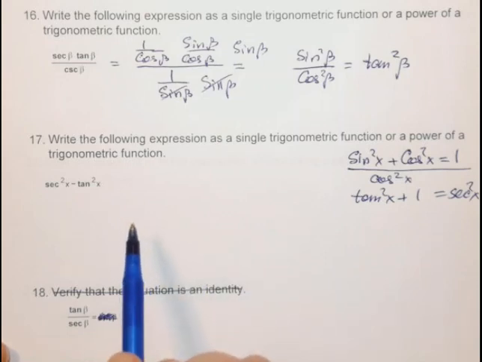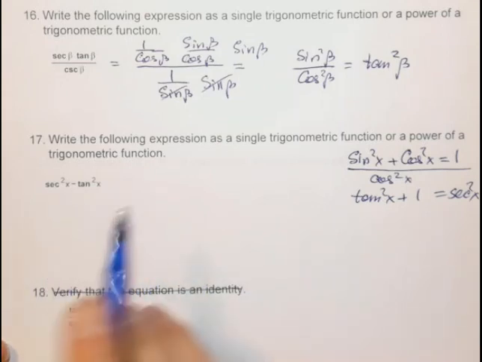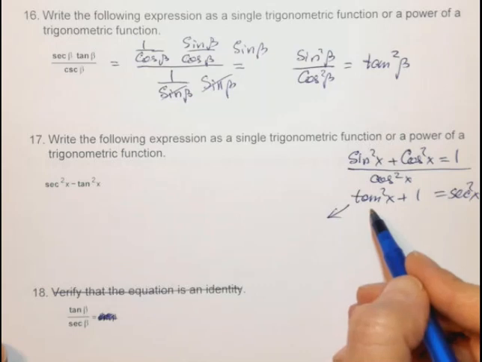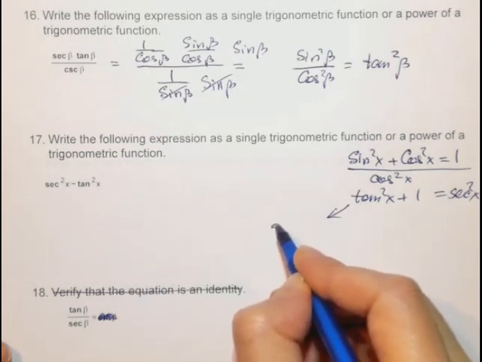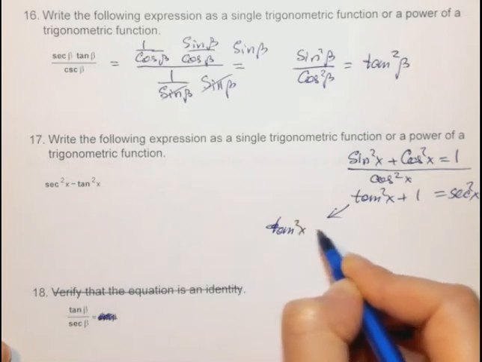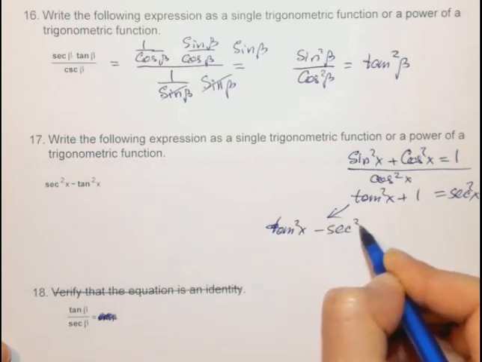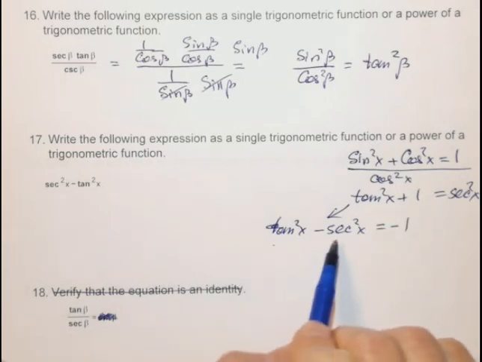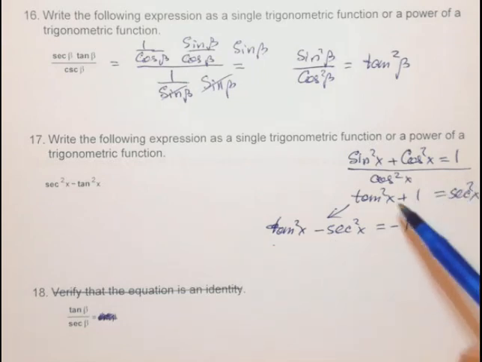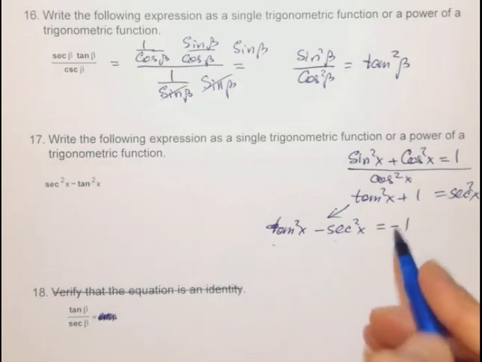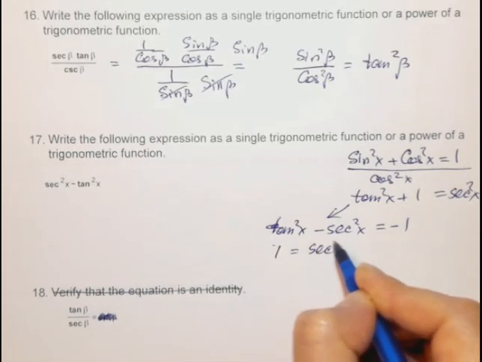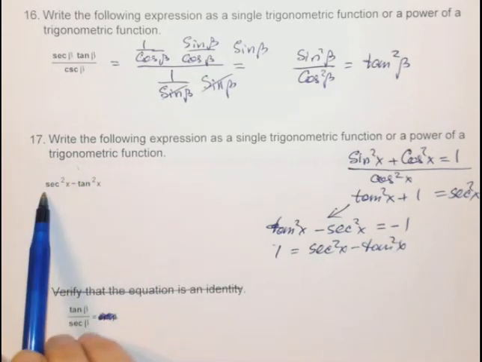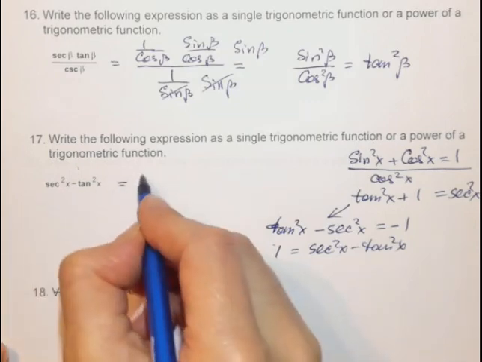So we have here secant squared minus tangent squared. In this identity, let us subtract secant squared. We'll get tangent squared x minus secant squared x plus 1 equals 0. Or we could just subtract tangent squared x and we will get that 1 equals secant squared x minus tangent squared x, which is exactly this expression that we want to evaluate, and it is equal to 1.